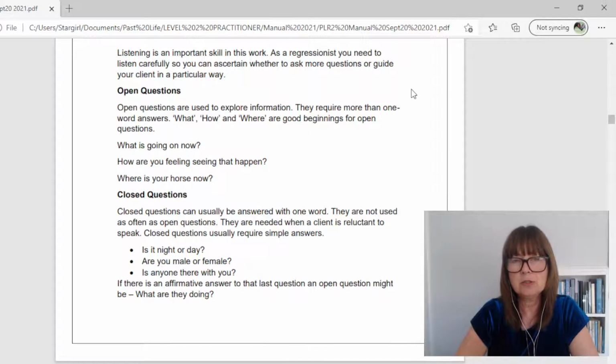Closed questions can usually be answered with one word. They're not used as often as open ones, and they're needed when a client is reluctant to speak. I think they're good at the beginning of scenes as well, or for people who are finding it tricky to answer. They just need simple answers. Which is why we use a lot of them at the beginning of a regression when they first step out. Is it night or day? Are you male or female? Is anyone there with you? They're simple answers. If there is an affirmative answer to that last question, you might go on with an open question. What are they doing?